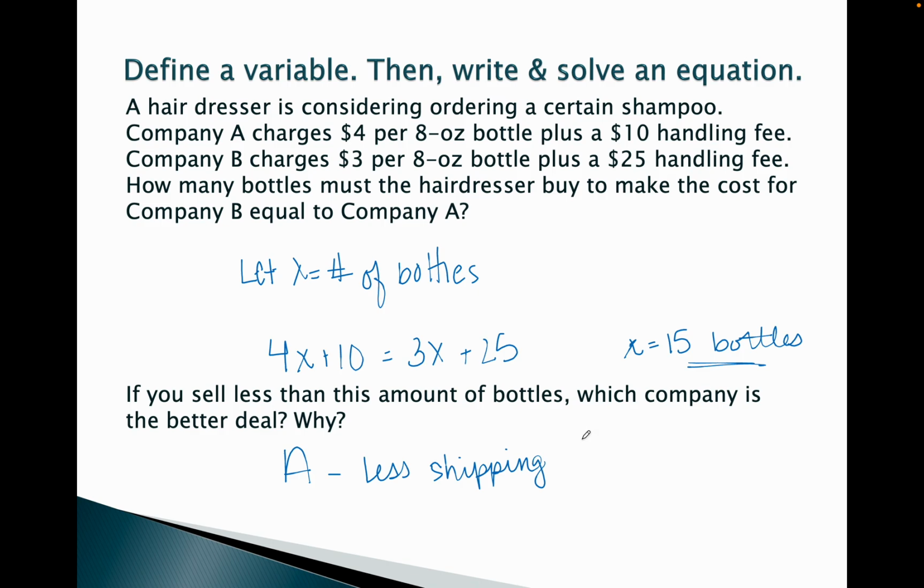If it's more than 15 bottles, then it would be the opposite, company B, because it's less per bottle and you've already exceeded that $25 handling fee from having sold those 15 bottles.